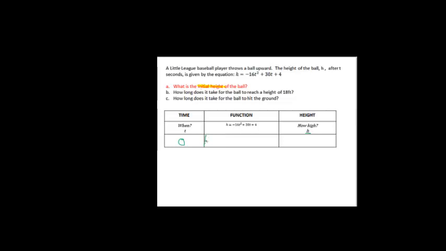So here let's rewrite it. H equals negative 16 times 0 squared plus 30 times 0 plus 4. Well, all these zeros will cancel out, and that means when we start, the height is 4.